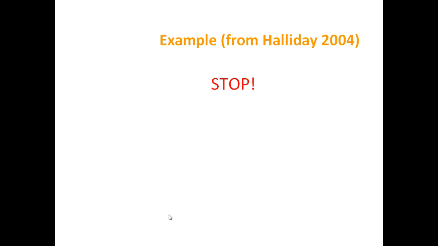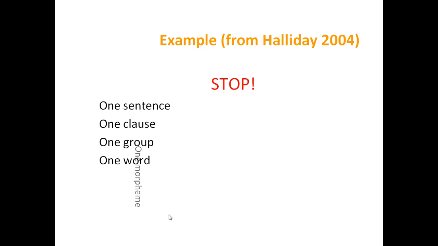Now, let's take an example. Stop. How can we analyze this in terms of the rank scale? It's one sentence, it's one clause, it's one group, just a verbal group, it's one word, it's one morpheme. So this is really an extreme case like the one I showed you before with I as a personal pronoun, which could play the role of word, morpheme, clause at the same time.